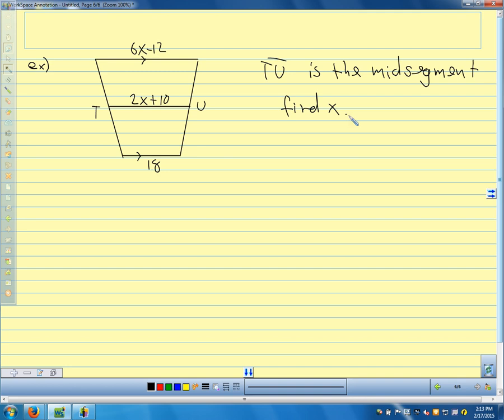So, how are we going to set this up? So, the mid-segment is the one base, plus the other base, divided by 2. So the mid-segment is 2x plus 10, and that is 6x minus 12, plus 18, divided by 2.